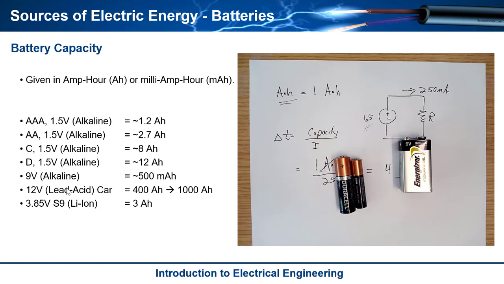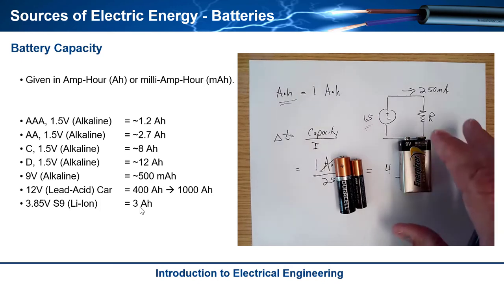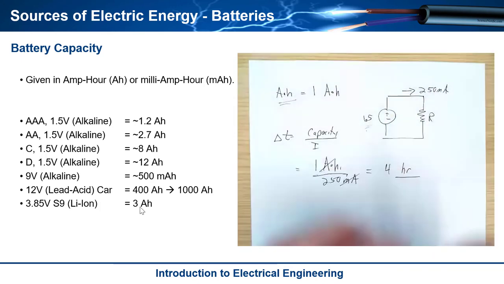Let's talk about your lead acid car battery. That's 12 volts, and that can be anywhere from 400 amp hours to 1,000 amp hours. So these are huge batteries. And then finally, something more relevant, like the Galaxy S9 lithium ion battery. That puts out nominally 3.85 volts, and that gives you about 3 amp hours. Okay, so that's just rough ratings that we use for calculations.